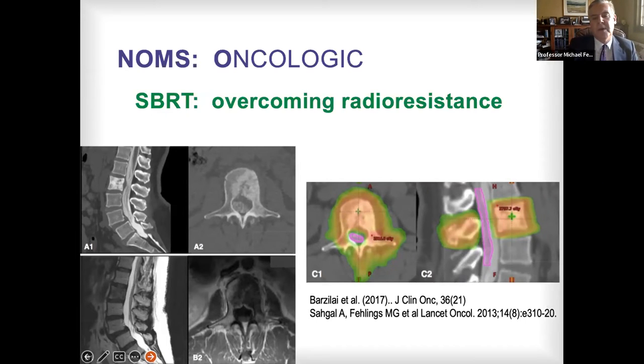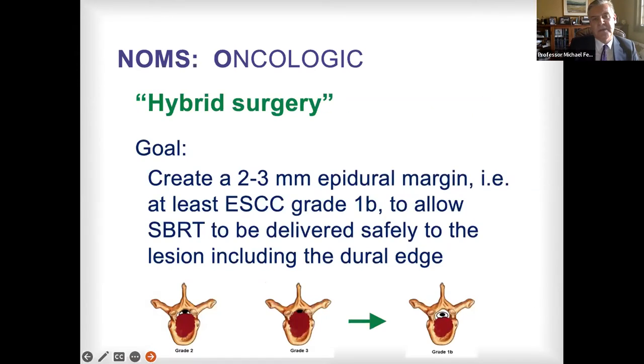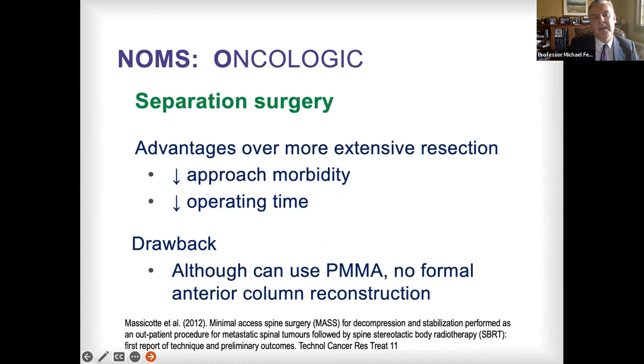And this has overcome radio resistance. And this is the paper by Arjun Sahgal from our unit in Toronto, published in the Lancet about a decade ago, describing this technique. And this has led to the concept of hybrid surgery, where you combine separation surgical techniques with SBRT. And this has now become an excellent option for example, renal cell cancers. And this has big advantages over more extensive resection by reducing morbidity, reducing operating time. But one needs to be careful here because one needs to assess the structural stability.